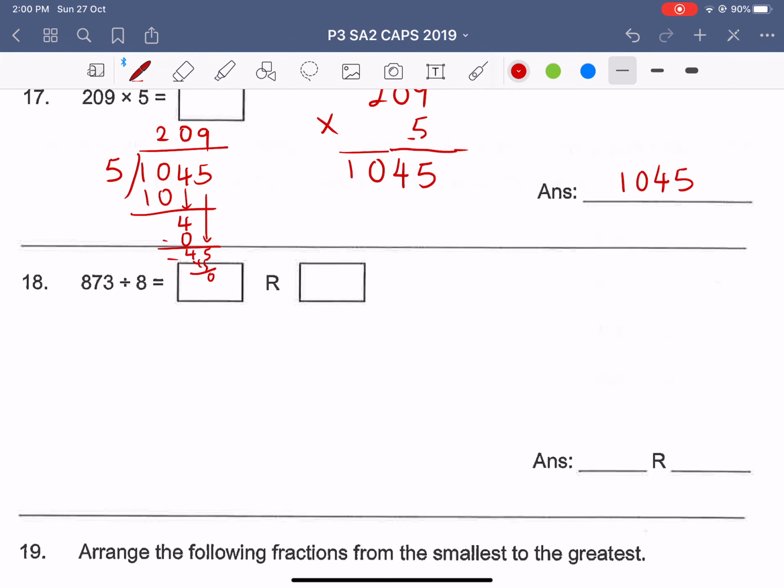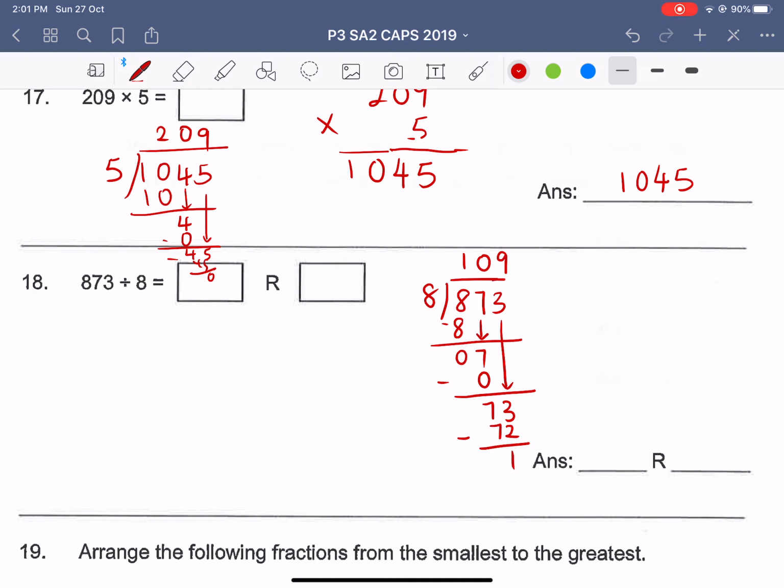Question number 18 is a division, so I will need to do my division working. So 8 divided by 8 is 1, which gives me 8 in total, 0. Bring down a 7, which I can't divide at all, so it gives me a 0. I still have 7, bring down a 3, and the next number that I can multiply is 9. 9 times 8 is 72. Which gives me a remainder of 1. So the answer is 109, remainder 1.